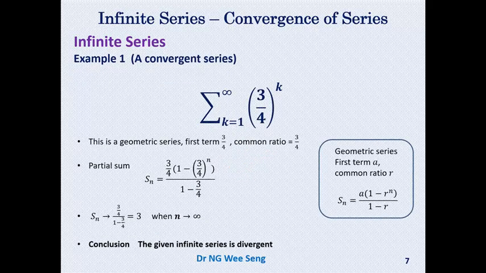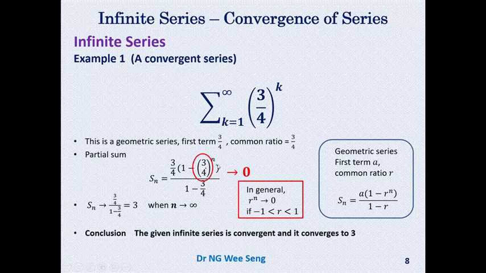We now look at a convergent series. And again, this is a familiar example. We have a geometric series. The first term is equal to 3/4. That can be obtained by letting k equal to 1. Common ratio is 3/4 because of the term here. Partial sum for geometric series we have just seen is given by this expression. And now we want to let n go to infinity.